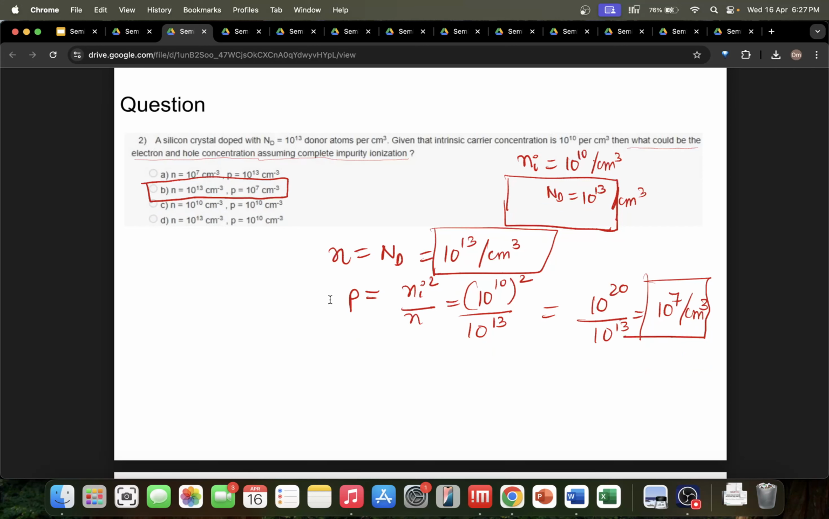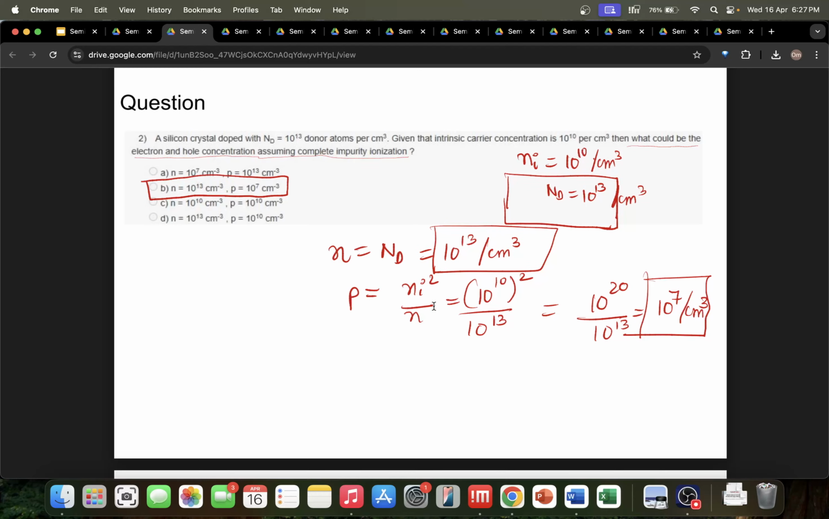Then we solved some questions to determine the doping concentration of p-type when we know the doping concentration of n-type. So we used the law of mass action for it, that is np equals ni square. That is a very fundamental law for a semiconductor in equilibrium.